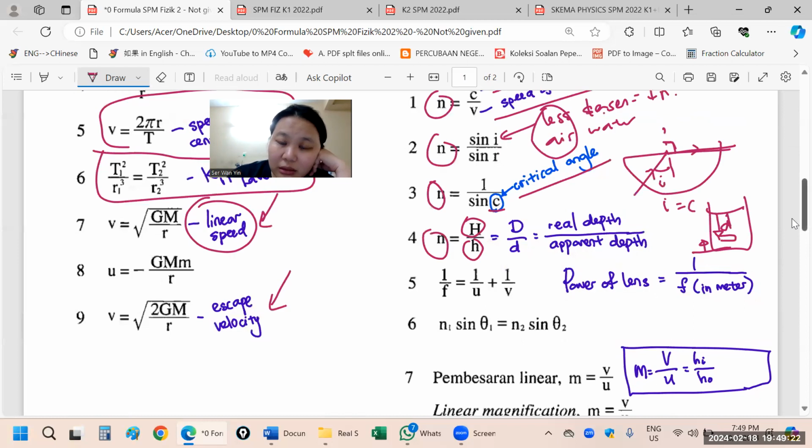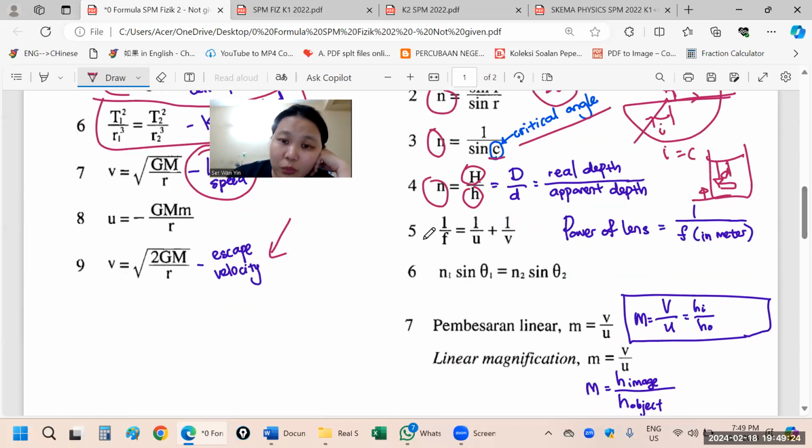Okay, so now this one, 1 over f equals 1 over u plus 1 over v. Normally focal length is positive for a convex lens, but negative for a concave lens. Okay, this one just ignore.